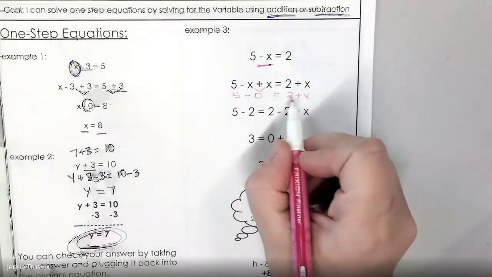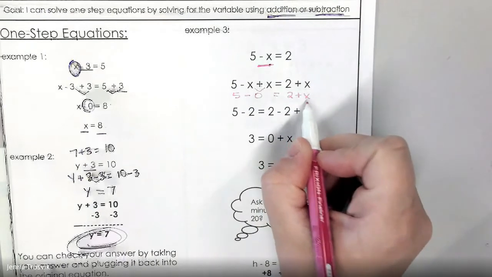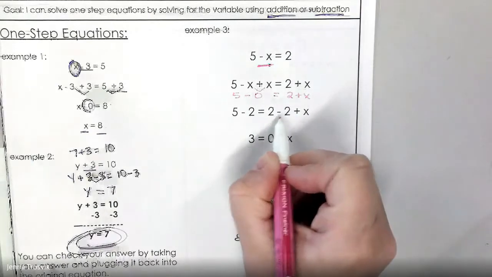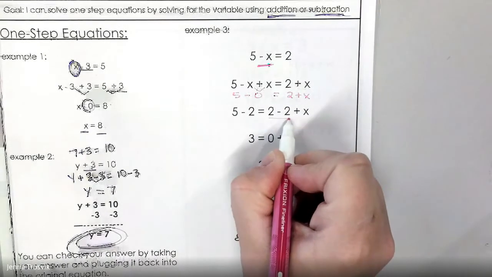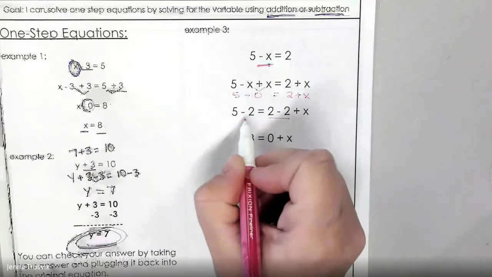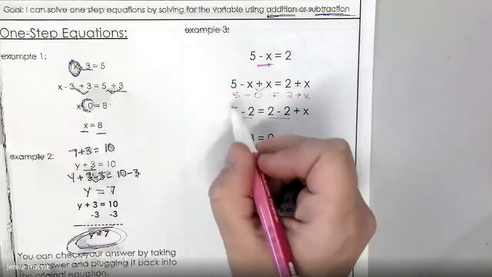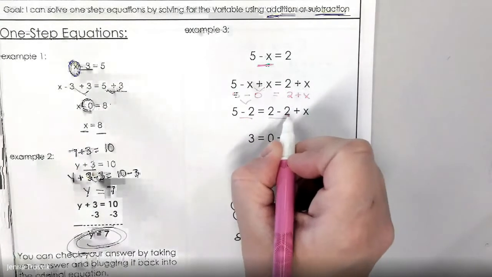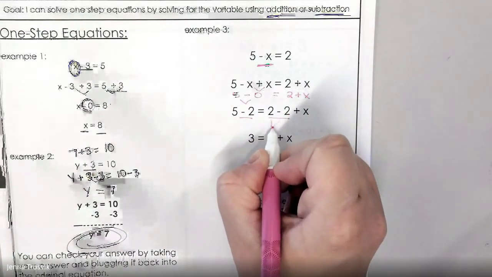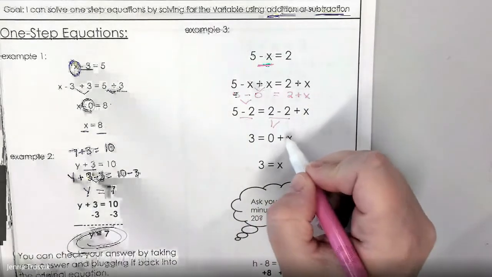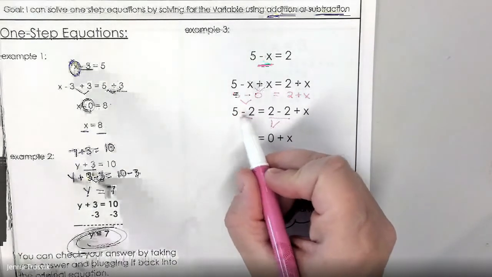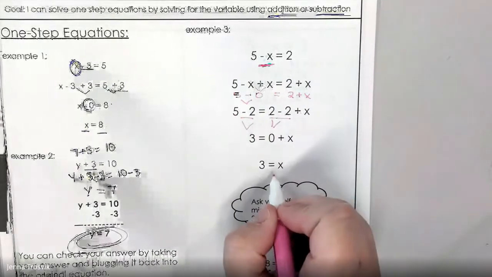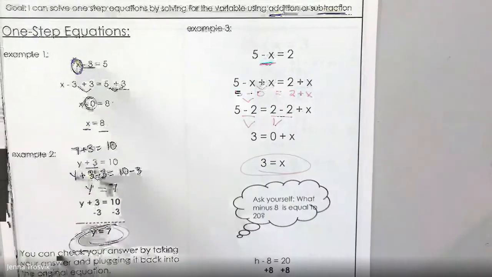Now, I have 2 plus x. I want x by itself. So instead of adding 2, I need to take 2 away. So what I do to this side, I have to do to the other. So I'm going to take my positive 2 and take 2 away. But I'm also going to take 2 from the 5 that was left on this side of the equation. So 5 minus 2, 2 minus 2 equals 0 now. And now I have 0 plus x equals 5 take away 2 is 3. So I have 3 equals 0 plus x, which means that x just equals 3.